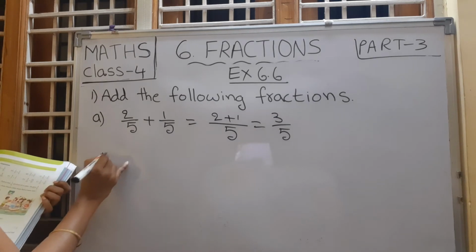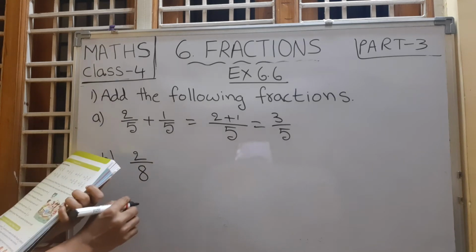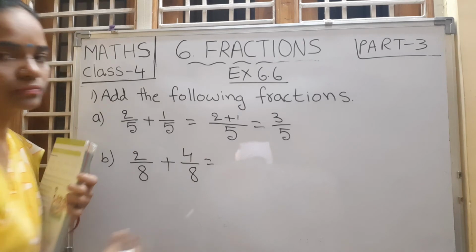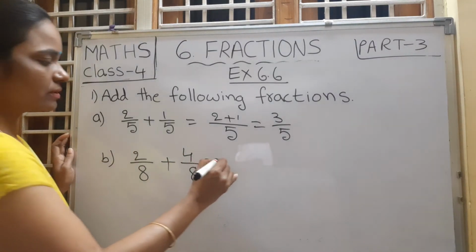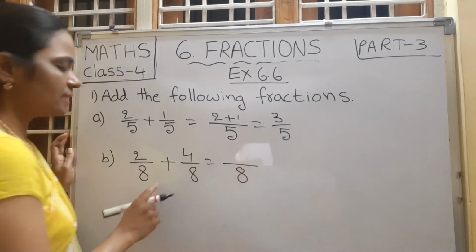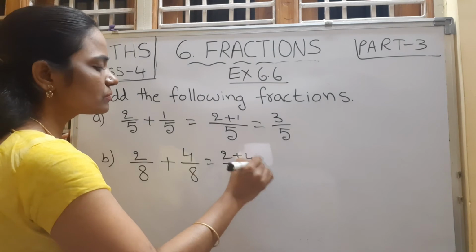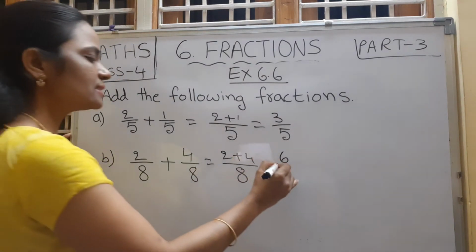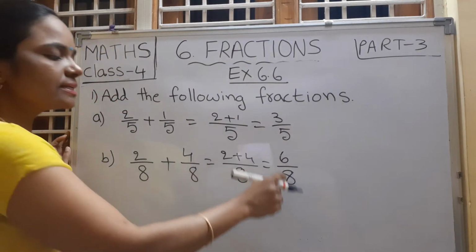Next, B bit. 2 by 8 plus 4 by 8. What is the answer? Take the common denominator down and add 2 plus 4. 2 plus 4 is how much, children? Yes, 2 plus 4 is 6, so 6 by 8. We can simplify it in the 2 table.